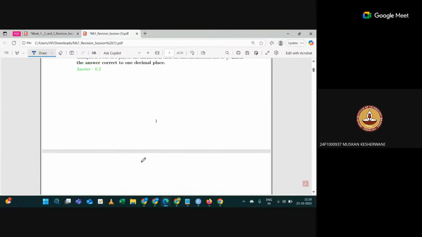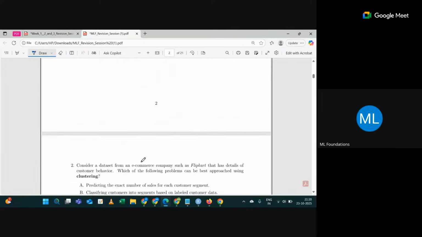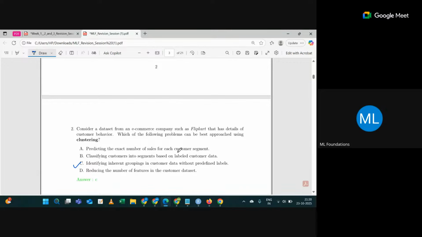Okay, what about this question? Those who answered C, can you explain? I can explain it, but I would like to hear from you. Sir, the first option is predicting, so it is regression. The second option is classifying customers, a classification problem. And the last is reducing the number of dimensions, dimensionality reduction. So the remaining is clustering. Can you share the PDF so that we could revise from there? Yeah, I will share the PDF after this session, under supplementary content.